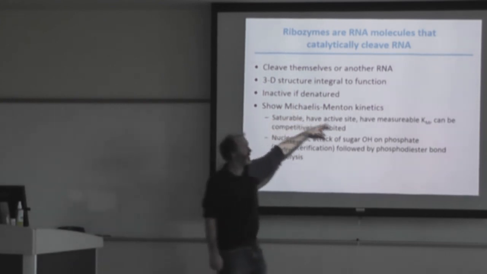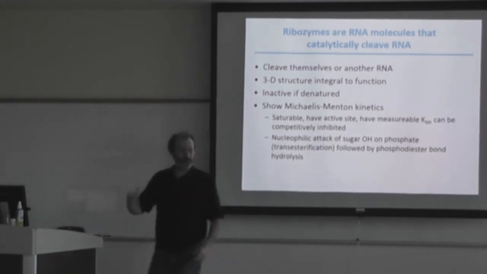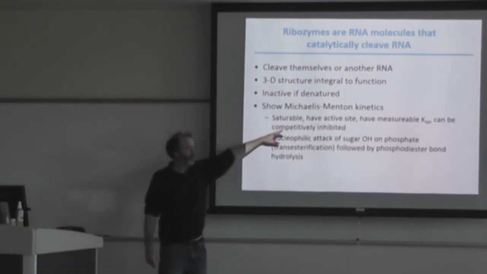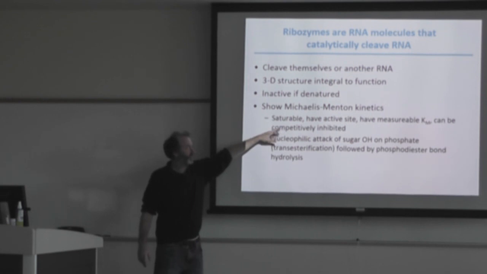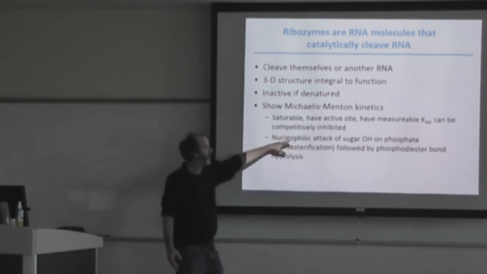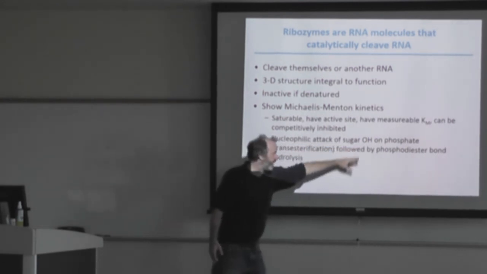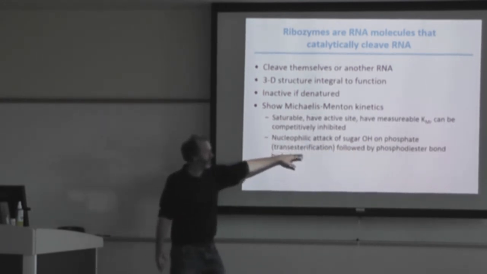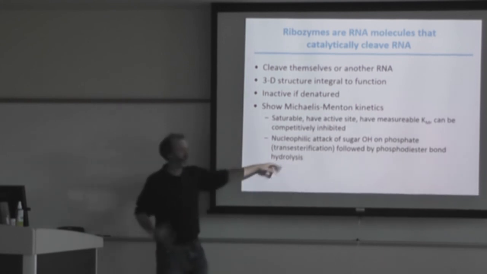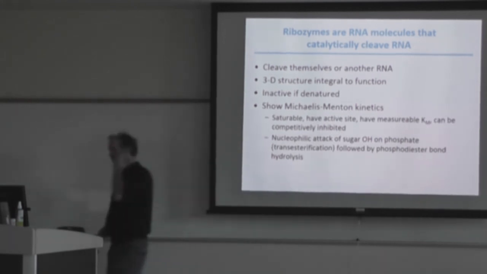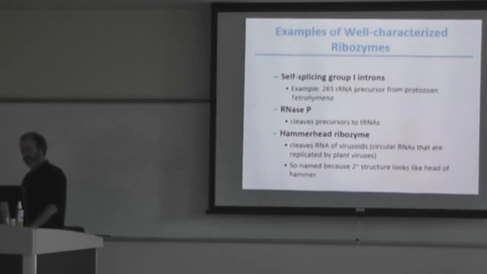It shows Michaelis-Menten kinetics, so it's just like a regular enzyme. Saturable, has an active site, has a measurable Km, and can be competitively inhibited. Nucleophilic attack of a sugar hydroxyl on the phosphate, followed by phosphodiester bond hydrolysis, is the mechanism of how it works. And they're well characterized.